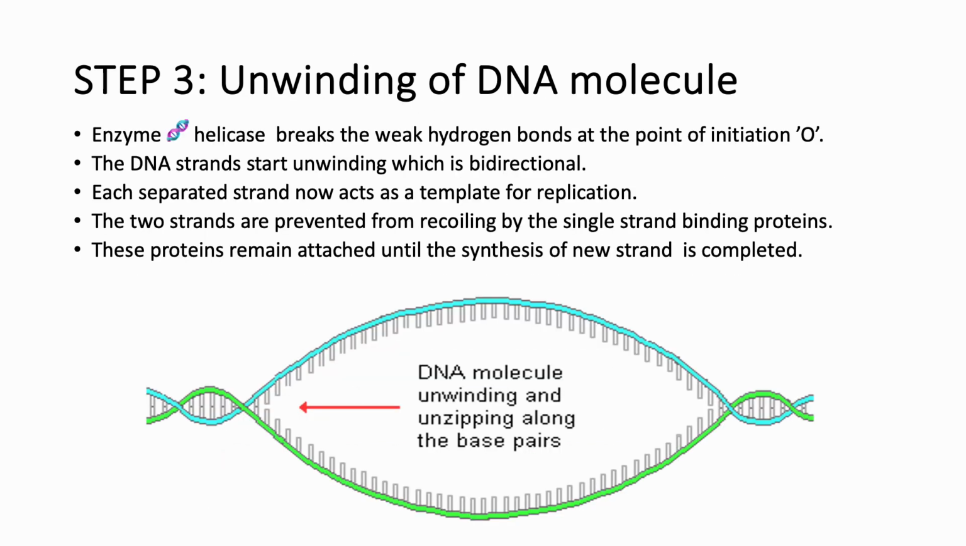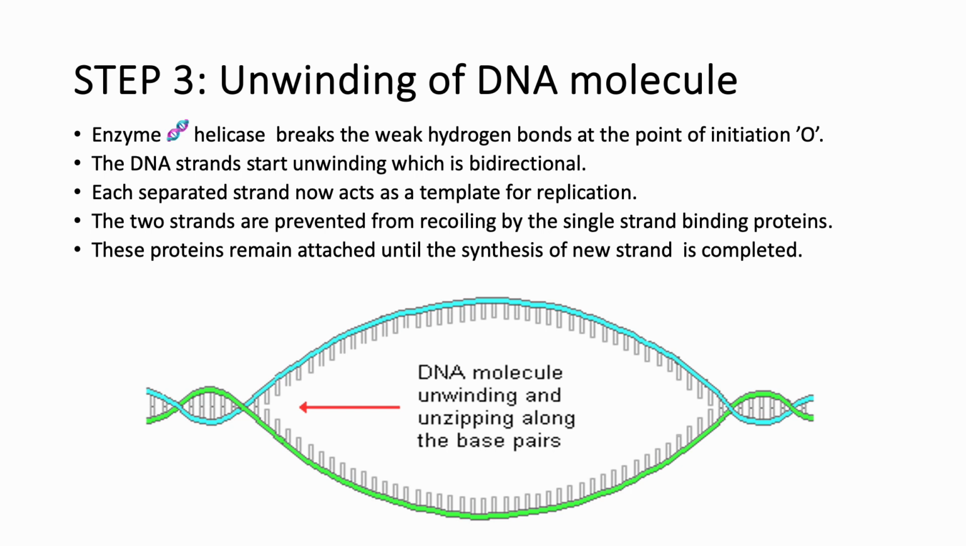Then in step 3, the unwinding of the DNA molecule takes place. So enzyme DNA helicase breaks the weak hydrogen bonds at the point of initiation O that was identified in the previous step, where the replication is going to begin. That point is the origin of replication. So near that point, the weak hydrogen bonds are broken with the help of the enzyme helicase. The DNA strands start unwinding, which is bidirectional.